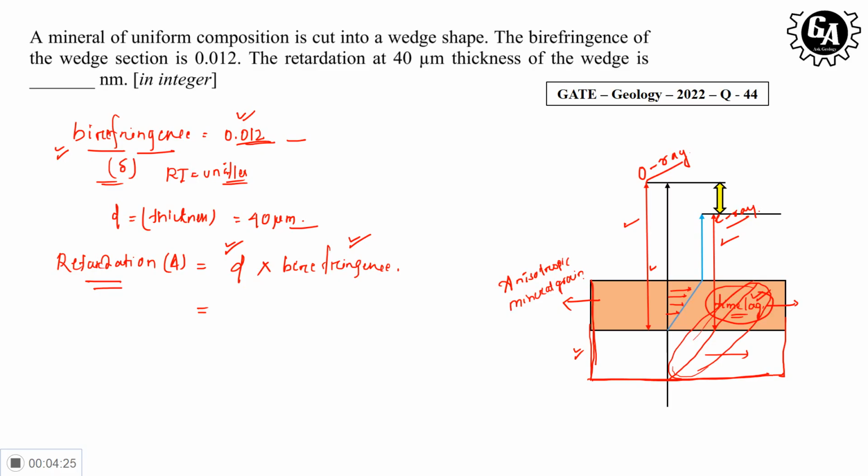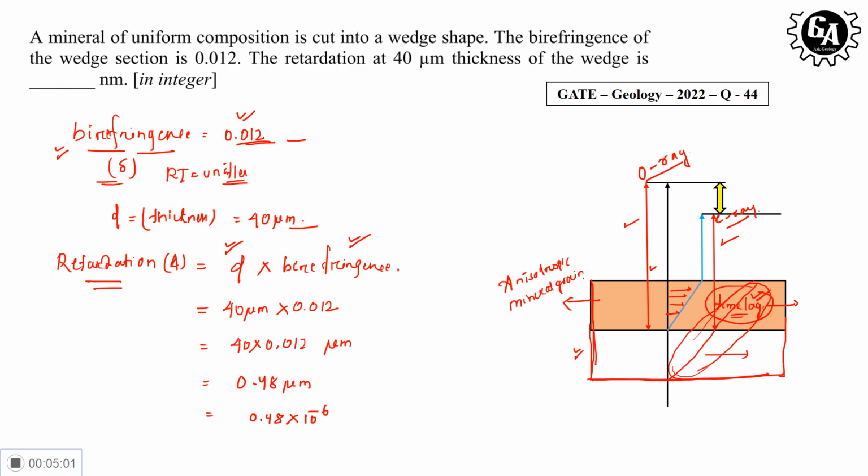Now you can put in 40 micrometer into birefringence value 0.012. So you can calculate 40 cross 0.012 micrometer. What is the answer? 40 cross 0.012 is 0.48 micrometer. This is equal to 0.48 micron, that is 0.48 into 10 to the power minus 6 meter.